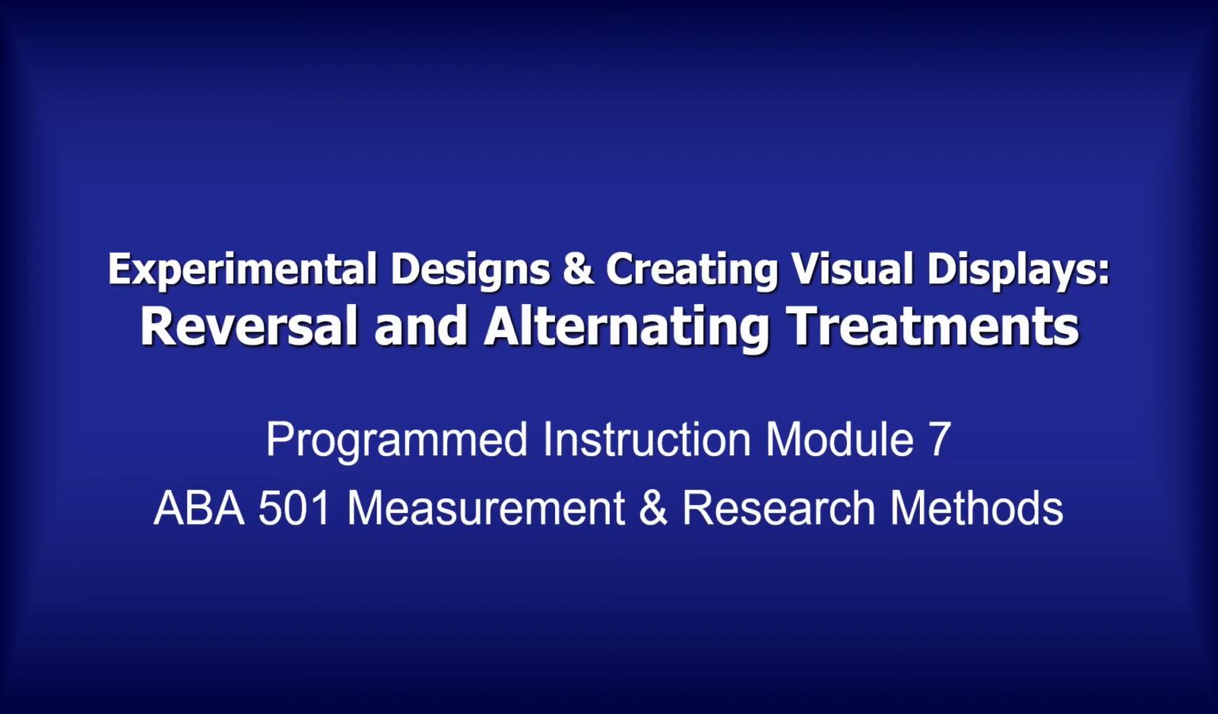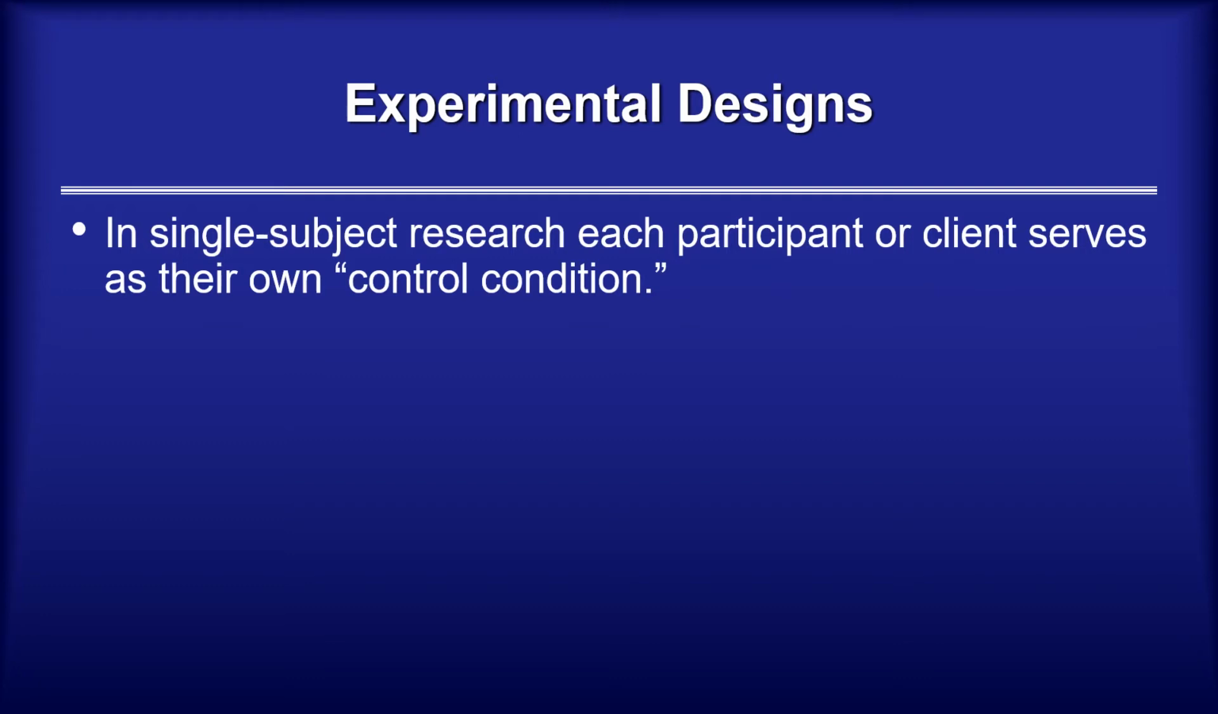Now we get into one of my personal favorite portions of this course, different types of experimental designs. There are many methods by which we can establish good experimental control and determine whether there are functional relations between DVs and IVs. Recall from last week that in single subject research, each participant or client serves as their own control condition.